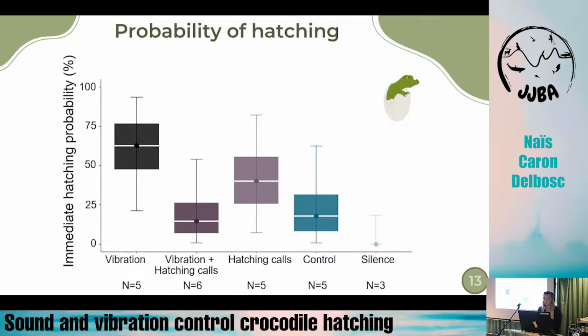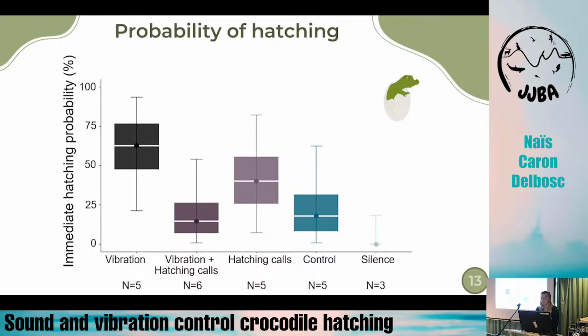And for the probability of hatching, it's not as clear. We see that embryos stimulated with vibration and hatching call respond by hatching to the stimulation, but we do not clearly understand why we have this situation for vibration plus hatching call, and we have no clear difference, for example, between this condition and the control condition. So maybe it is not a real natural stimulus for them, but they respond clearly to vibrational signals.